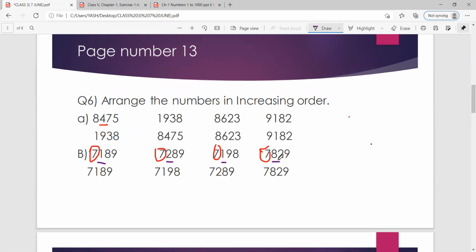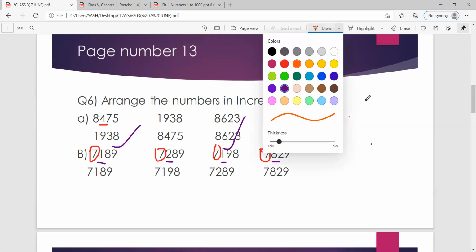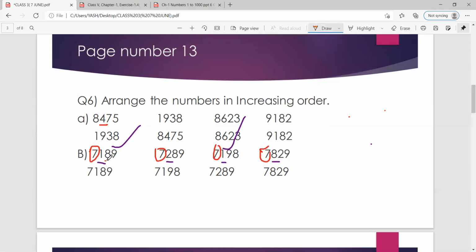So which one is small? Here 1, 2, 1 or 8? 1 is small. But we have two 1s here, means in this number also second place is 1, and in this number also second place is 1. So we have to compare between these two numbers. That means we should go to the third place. So here third place is what? Third place is 8 here, and here the third place is 9. So which one is small? 8 is small or 9 is small?